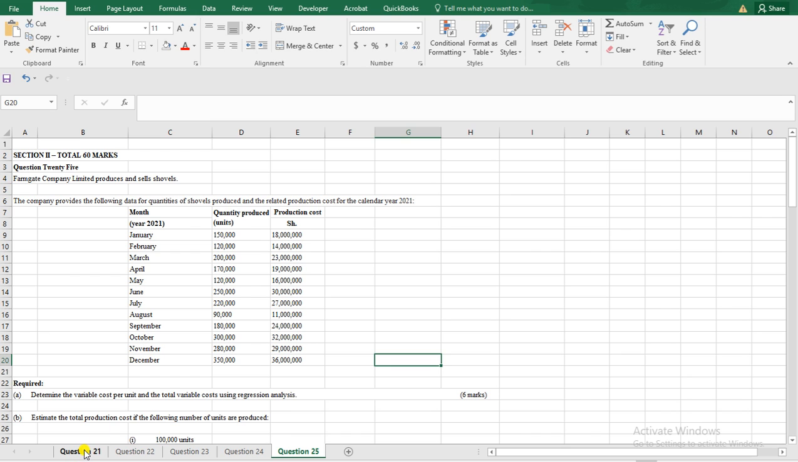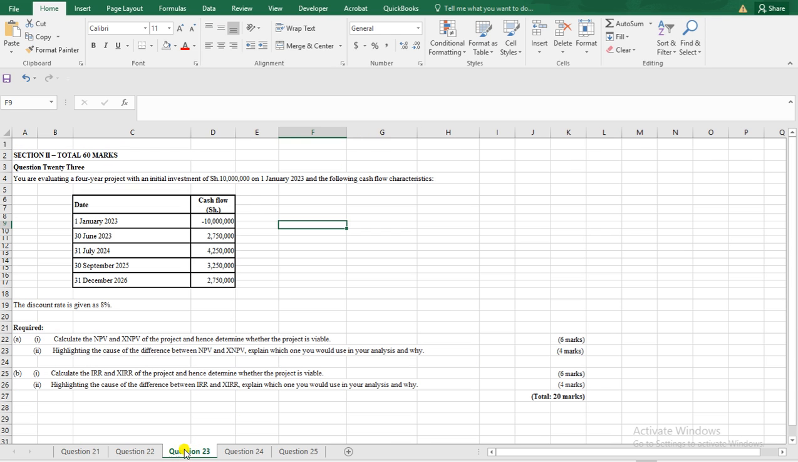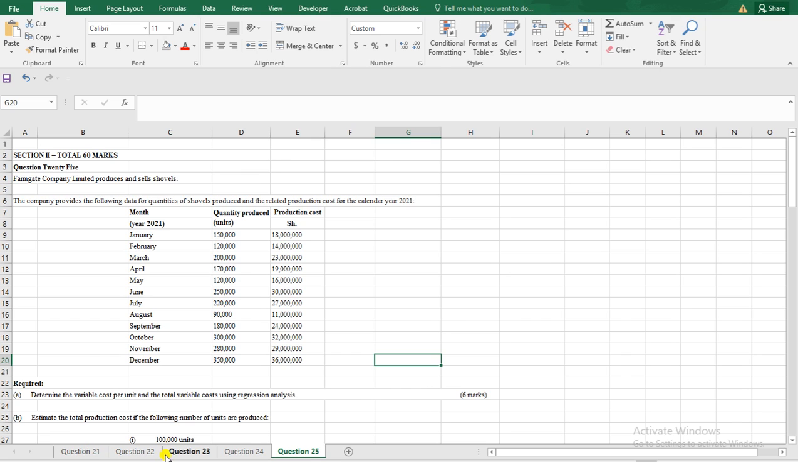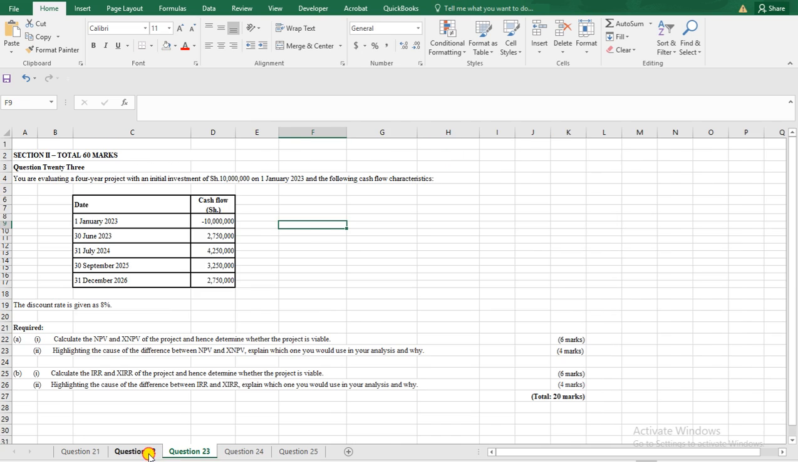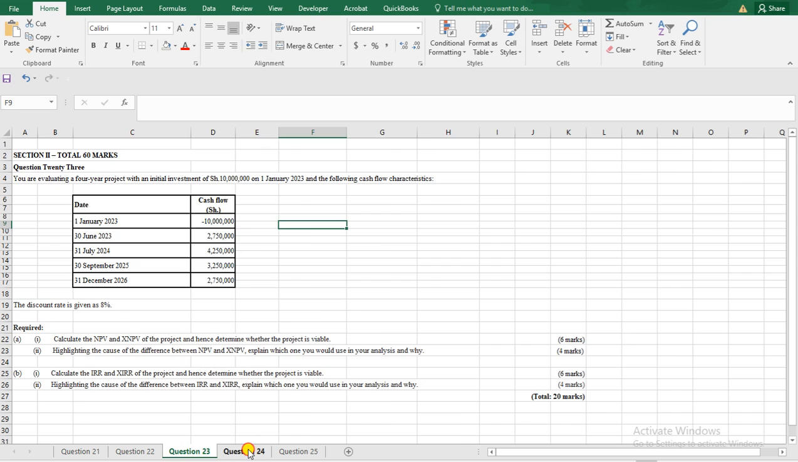These are the questions that you ask under the practical paper. We had section 2 basically, question 21, question 22, 23, 24, and 25. So all these questions, of course, we have looked at them already in various areas where they fall.